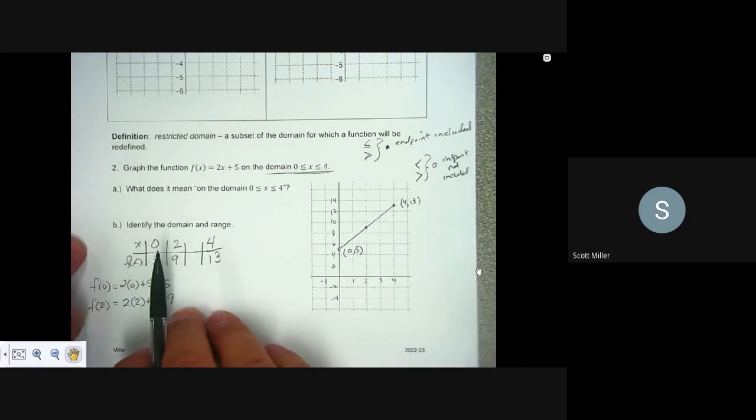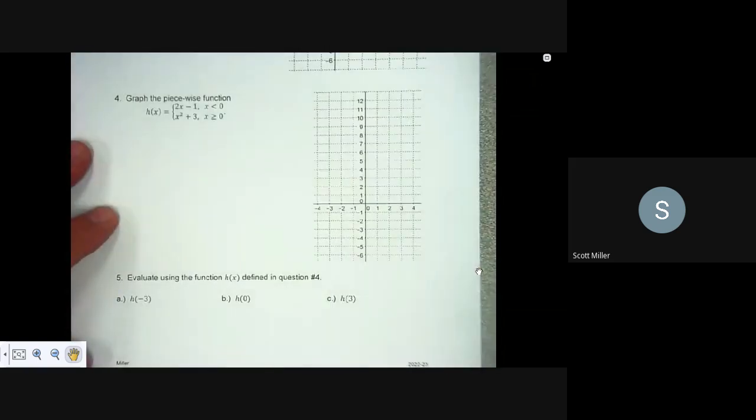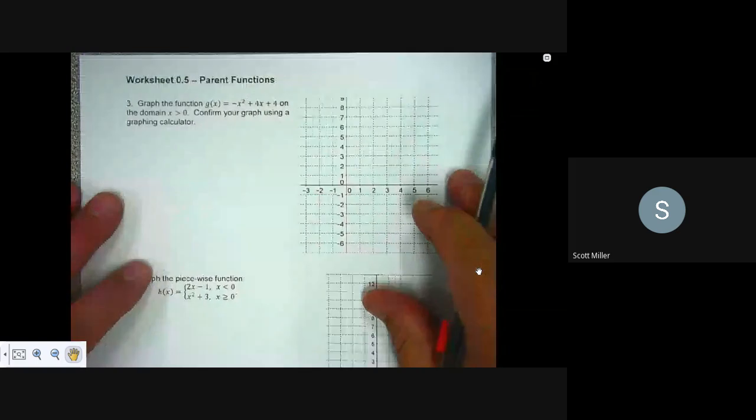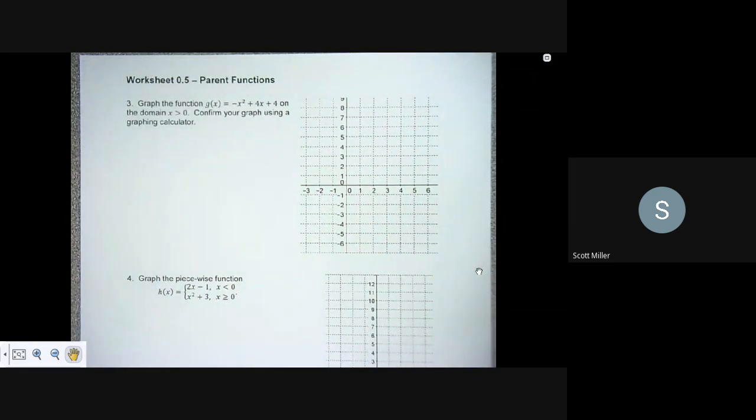Let's go to the next one that I have over here. Now we have this one. So we want to graph this. And notice I say confirm your graph using a graphing calculator. Well, you can actually use a graphing calculator to assist you. I don't have a problem with that. These are pretty simple. You shouldn't have to worry too much. You shouldn't need it. But if you do need it, go ahead. I'm okay with it. The restriction is what?